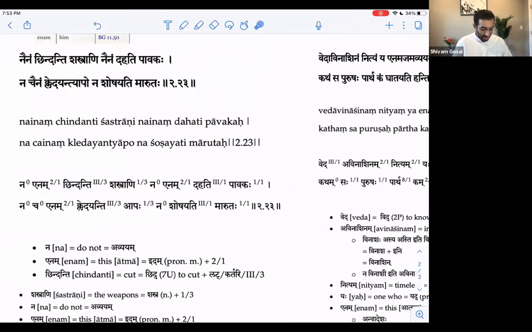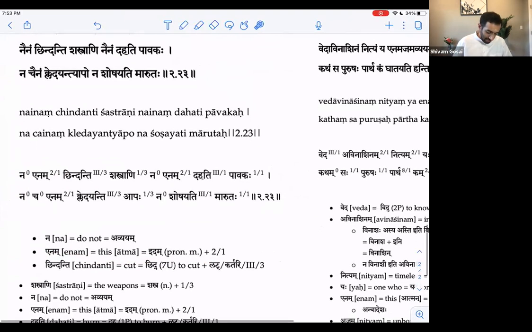Nainam chindanti shastrani, nainam dahati pavakaha, na chainam kledayantyapaha, na shoshayati marutaha. Na enam. Enam is referring to this Atma. It's idam, but the Anvadesha form of idam. It's the Anvadesha form. We've seen idam refer to Atma before, but now we're using it again to refer to the same object. So now I can use enam when I'm in the second case.